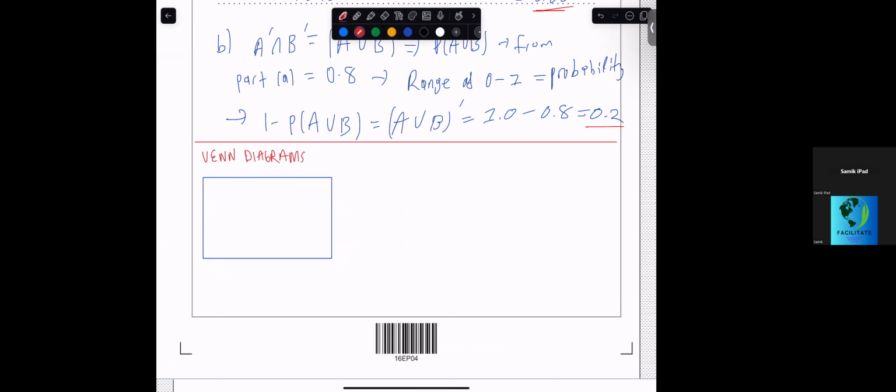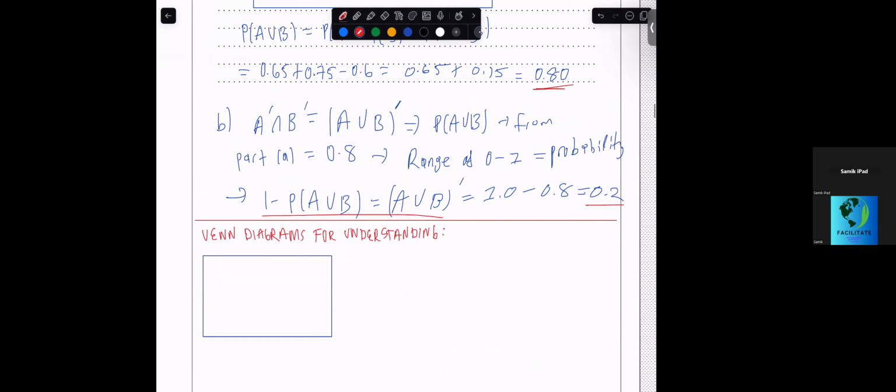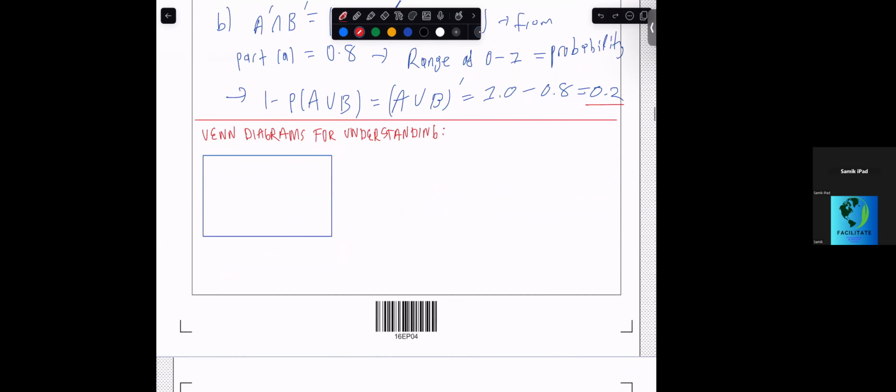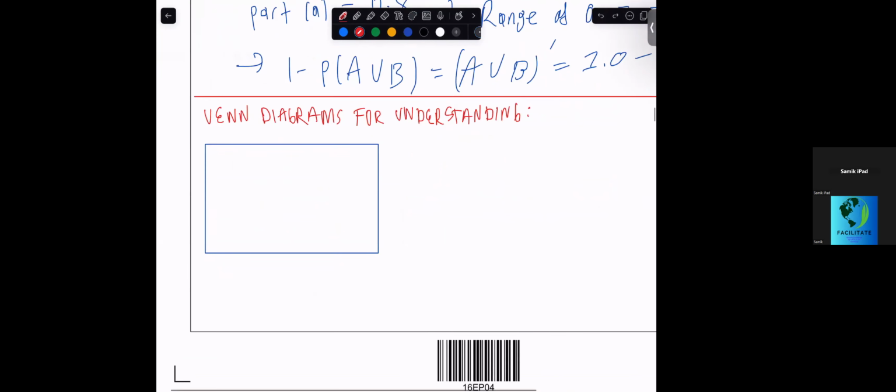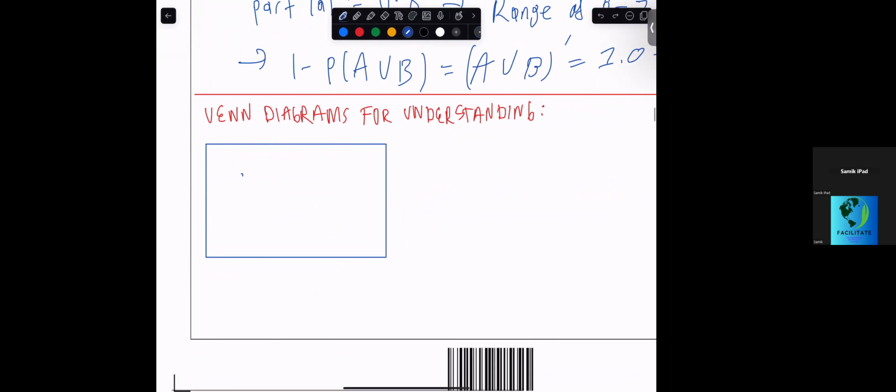The Venn diagrams for understanding. First of all, on the exam, you're not supposed to do this. You're not supposed to write Venn diagrams for understanding or anything like that. So you can just leave it at this in the exam. This is just for showing you guys and for understanding. So, okay, I'm gonna draw the Venn diagram.